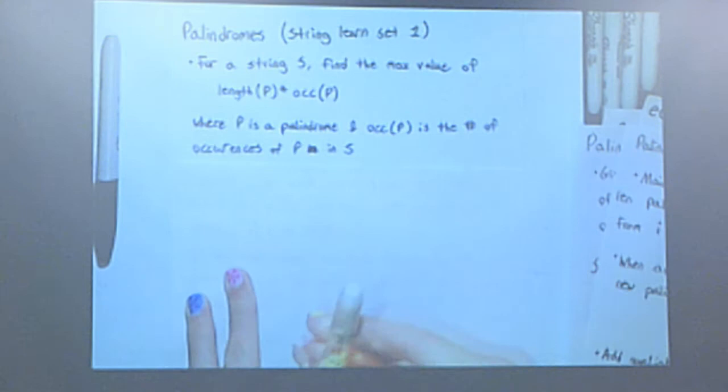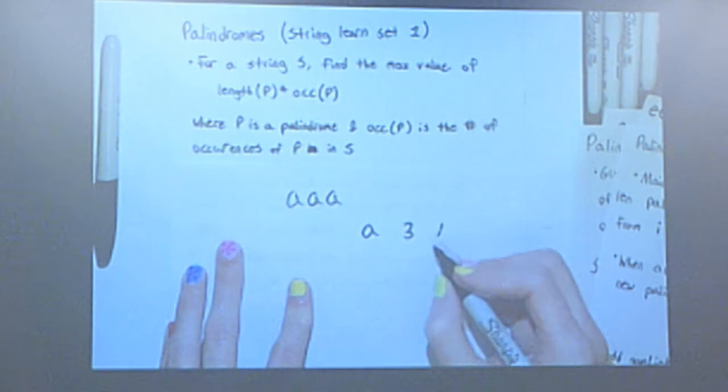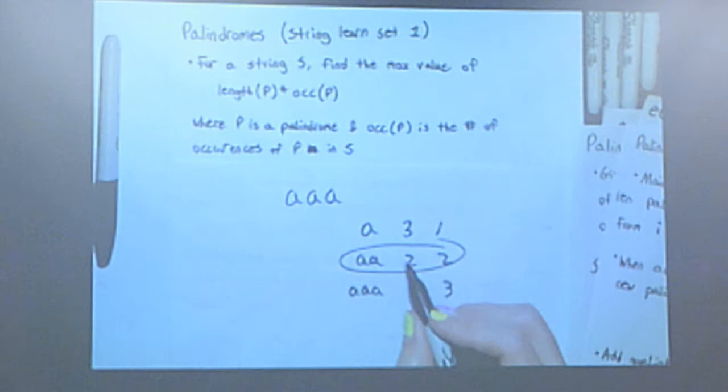So for example, if we just had, let's say, AAA, we could do A, which occurs 3 times and its length is 1. We can do AA, which occurs twice, its length is 2. Or we can do AAA, which occurs once and its length is 3. So the answer would be 4. You don't have to build back your answer, you just have to print what it is. Here it would be 2 times 2.